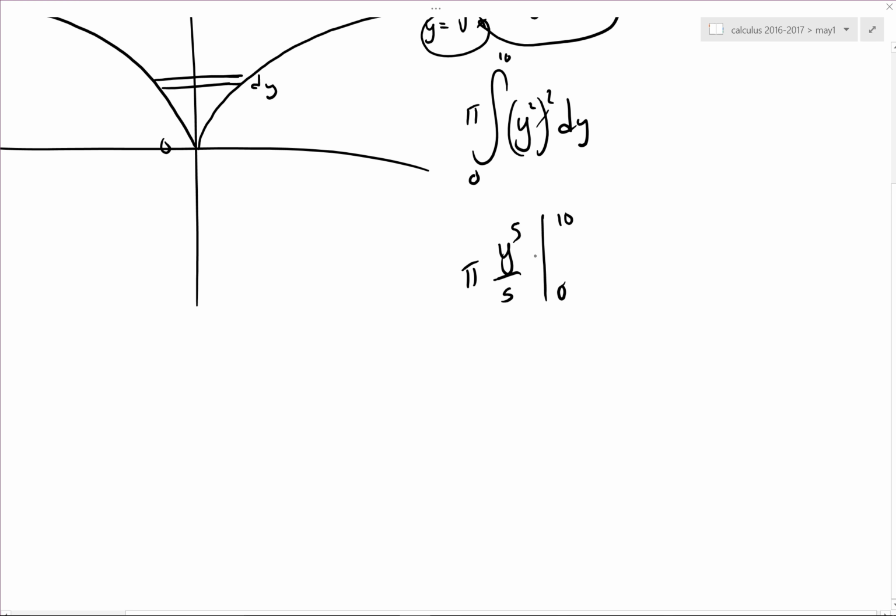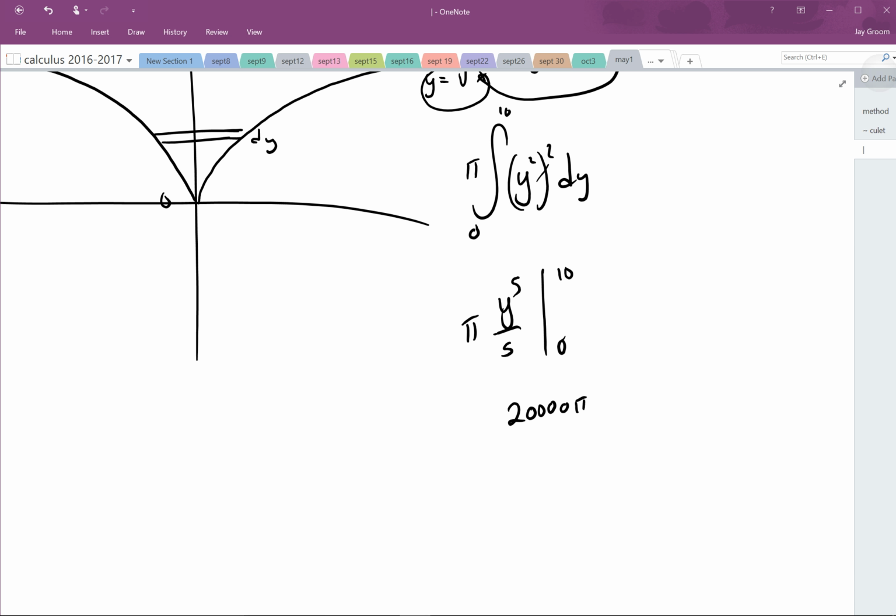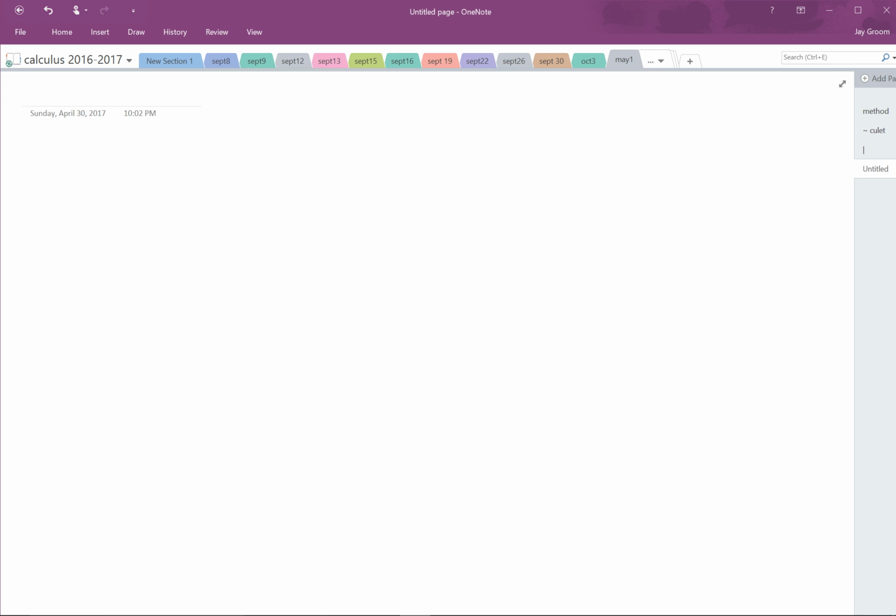10 to the 5th power is 100,000, last I checked. Divided by 5 is 20,000. 20,000 pi would be our answer. Units cubed. Boo freaking yeah. Alright? Now you're like, alright, do another one, Mr. M. I'm getting excited about these. These are good times.